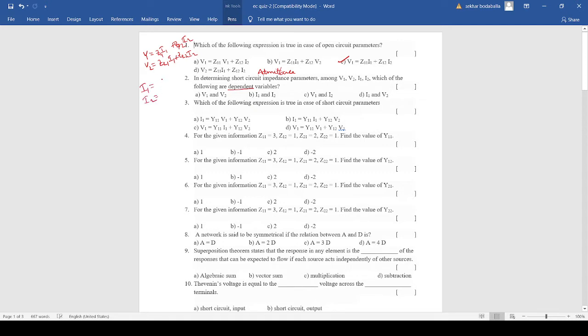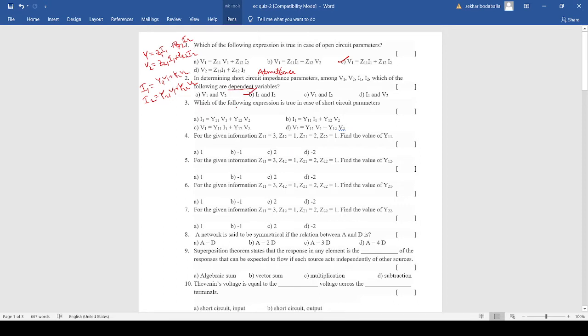So I1, I2 can be written in terms of Y11 V1 plus Y12 V2. Similarly, Y21 V1 plus Y22 V2. So he is asking us to find the dependent variables. So I1, I2 are depending on V1 and V2. So I1, I2 are the dependent variables. So option B is the correct answer.